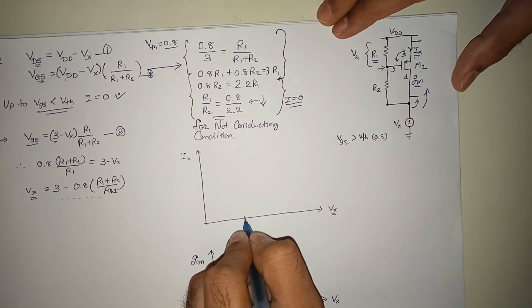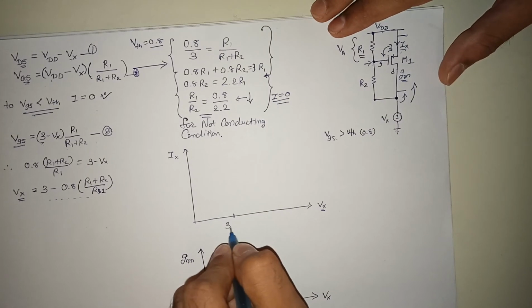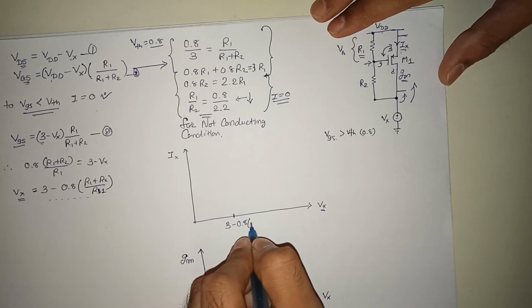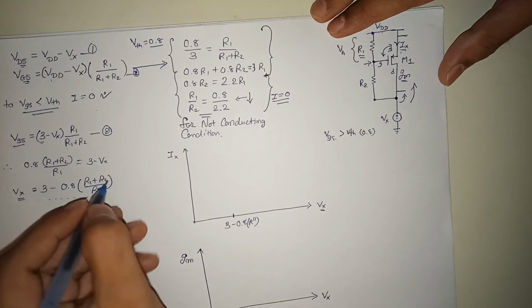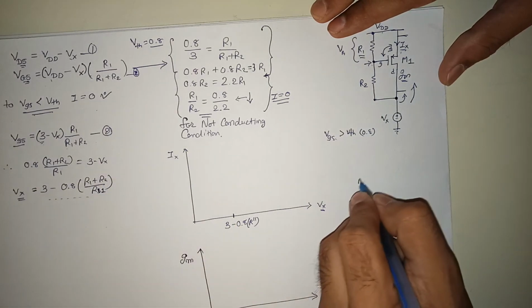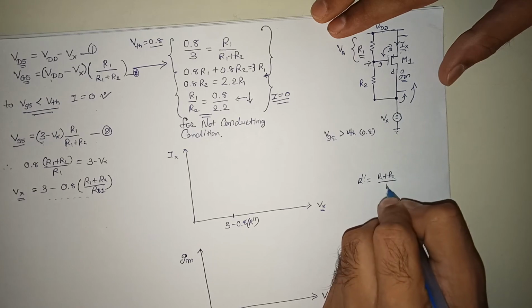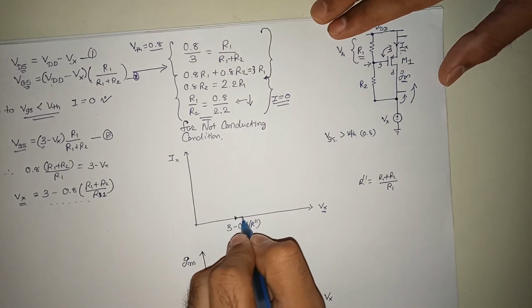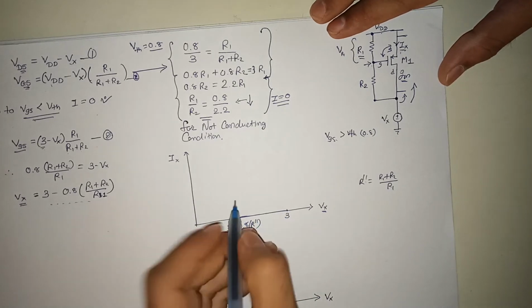So let me put some VX point here, and that is 3 minus 0.8 R double dash, where R double dash is R1 plus R2 by R1. So from here to here the value is 0, up to 3 volts.